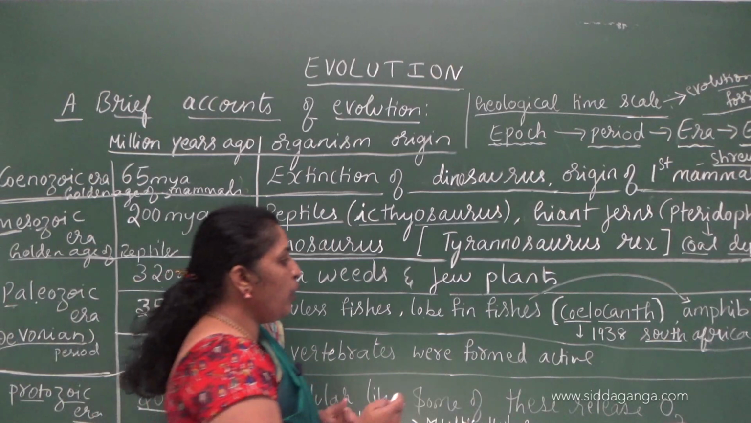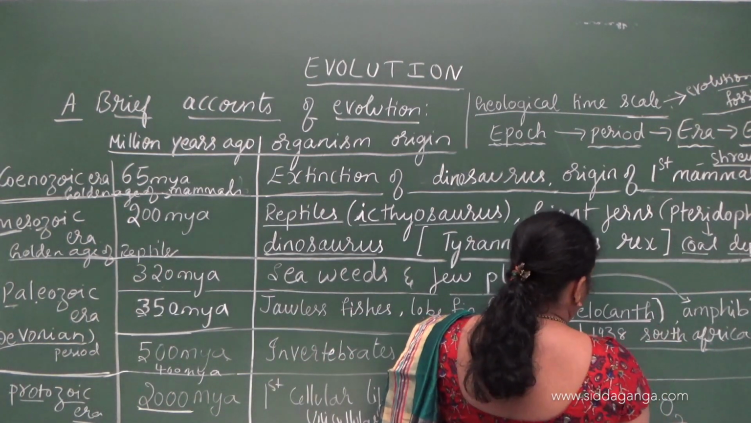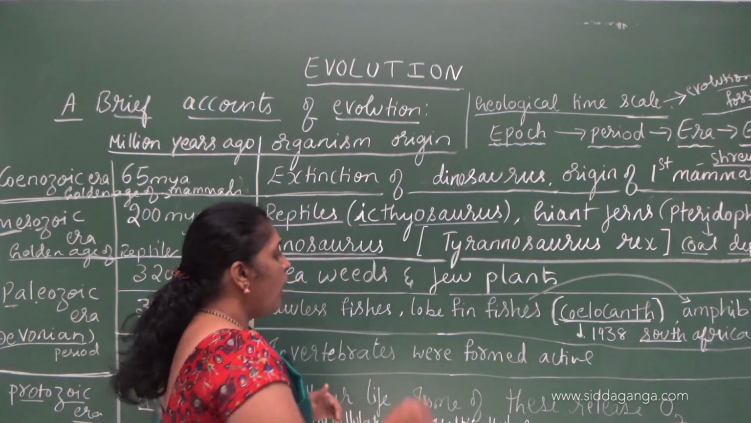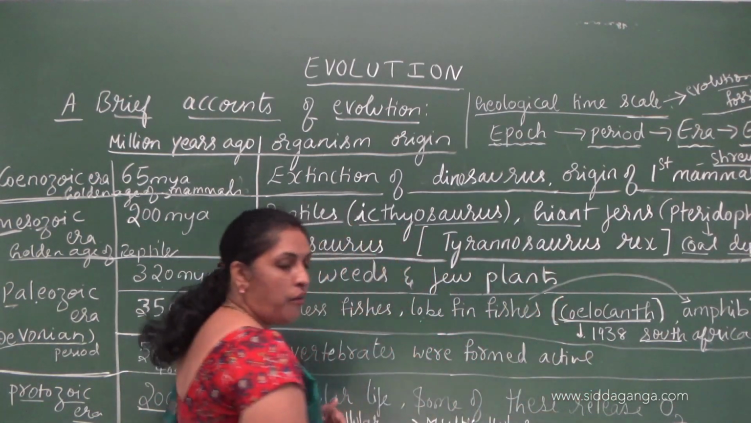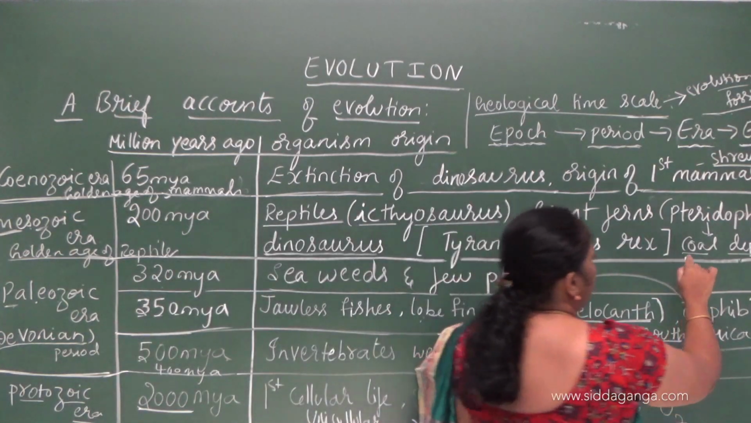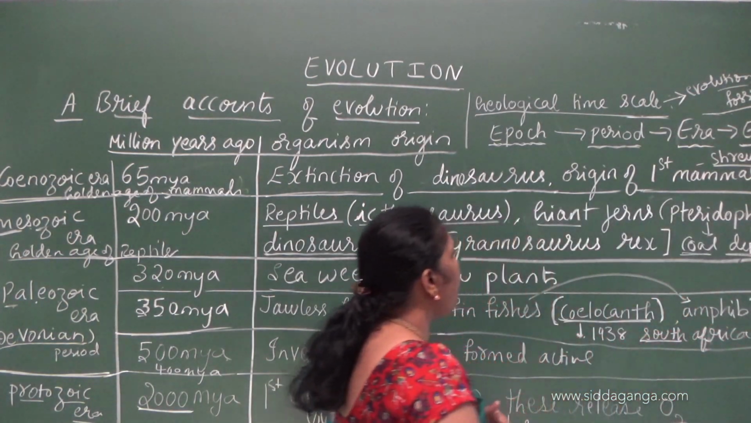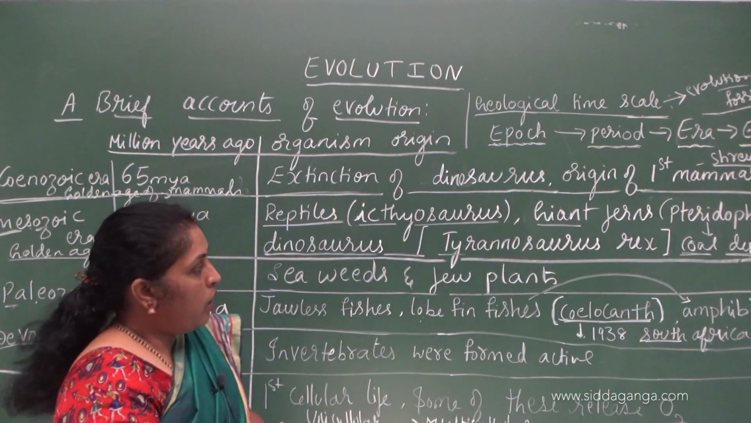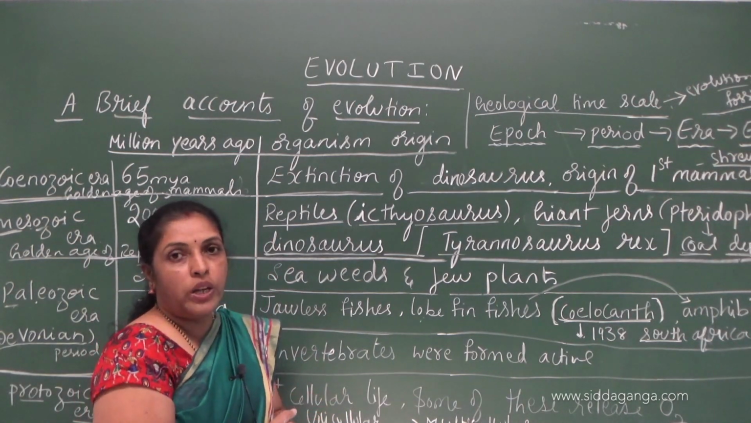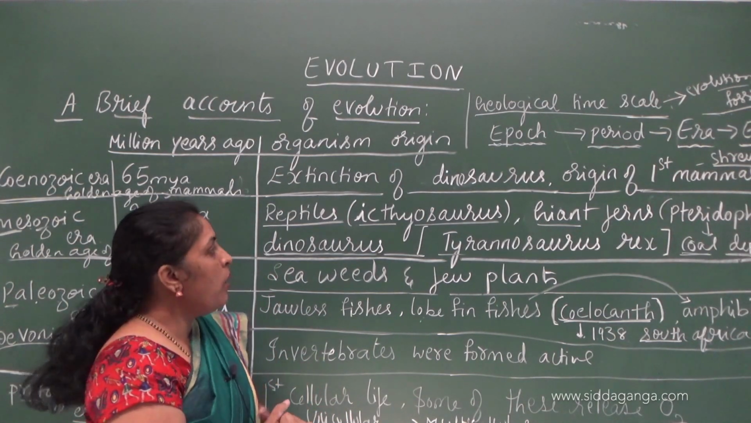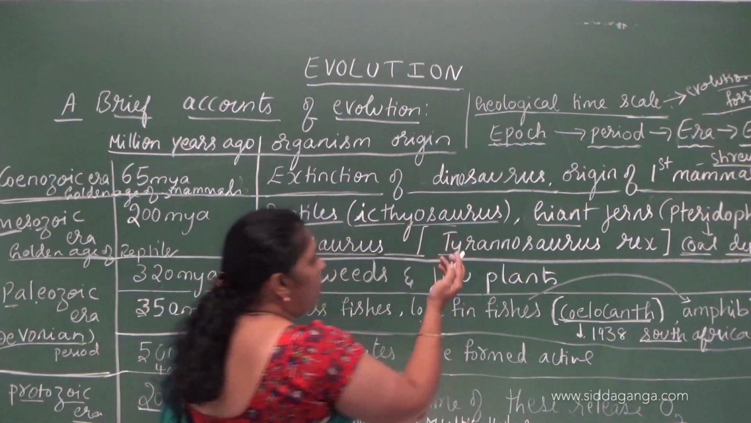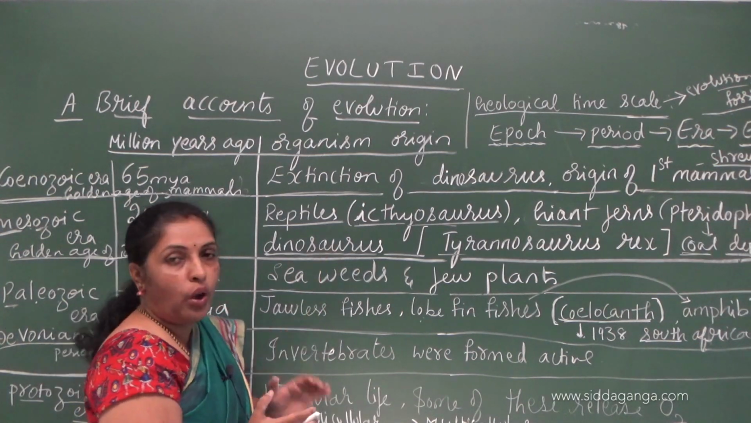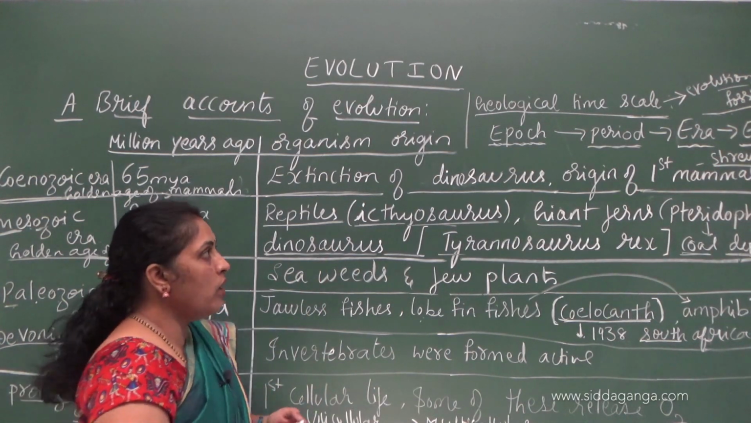And for your competitive exams, the coelacanth was caught in the year 1938 in South Africa. That is a very important point. Lobe fin fishes evolved into amphibians, and pteridophytes form coal deposits. That's a very important point. The largest land dinosaur was Tyrannosaurus rex, height 20 feet, with dragon-like teeth. And ichthyosaurus, a reptile, went back to water to evolve into fish-like reptiles. These points you have to remember for your competitive exams.